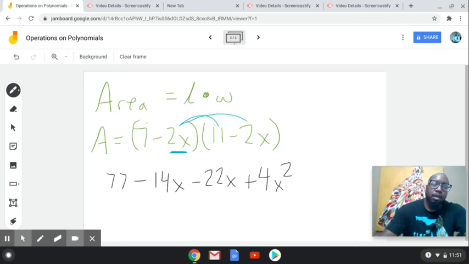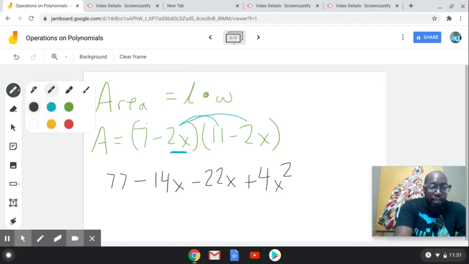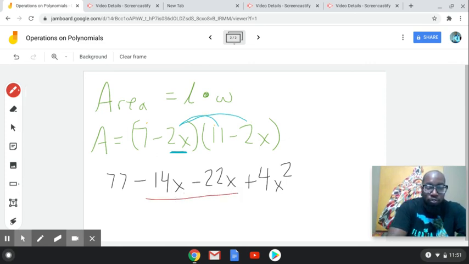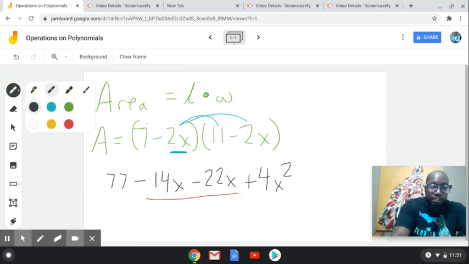All right. Now that we know that, we've got to look at our expression. We have 77 minus 14x minus 22x plus 4x squared. We now want to find, do we have any like terms? Meaning they have to be the same type of variable. We have to look for terms that have the same variable and the same power, okay? So the only ones that have the same variable and the same power are the negative 14x and the negative 22x. So since that's the case, we're going to rewrite 77 over again.